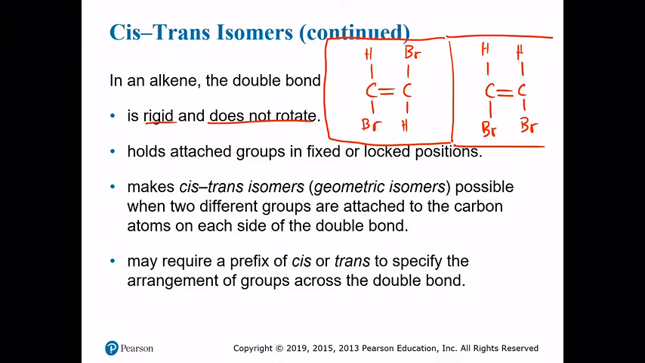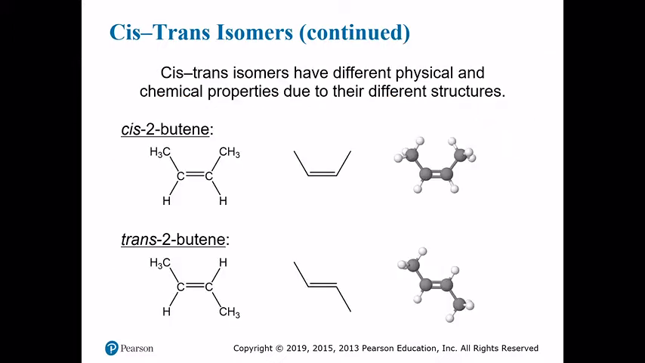These different molecules have different chemical and physical properties due to their different structures, and so we need to give them unique names. So we apply the cis or the trans designation as a prefix in front of the name of the compound. As I said, the different structures of the cis and trans isomers of an alkene give them different physical and chemical properties. This means we need to be able to tell them apart and even assign them unique names, which is where the cis-trans designations come in.